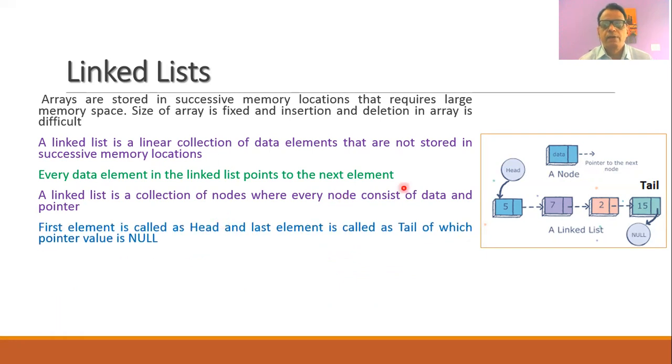The first element is called the head. Head is a pointer which points to the first element of the linked list. And the last element is called the tail, and therefore most of the time the tail pointer value will be equal to null.